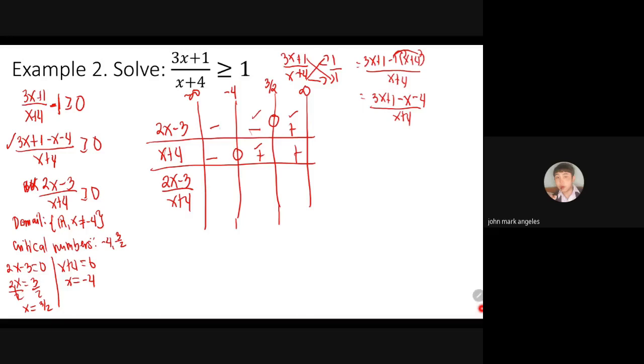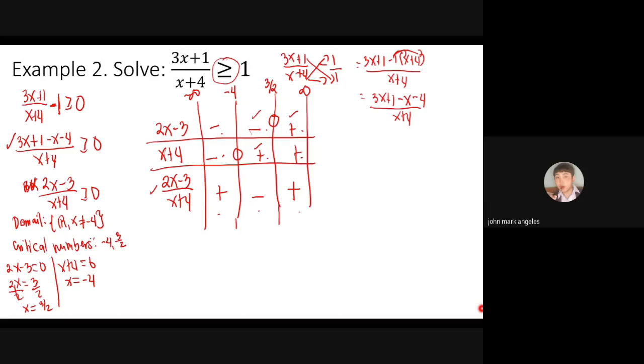Next, negative. This is divide. So negative divided by negative, this is positive. Negative divided by positive, this is negative. Positive divided by positive, that's positive. Ang kailangan ko ay greater than. So sino ang greater than sa tatlo? Ito ba? Ito ba? O ito ba? Yung negative ba o yung positive ang solution set? John Mark. Sir, positive po.